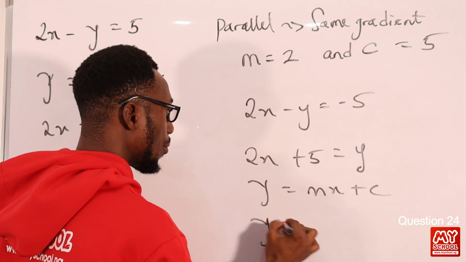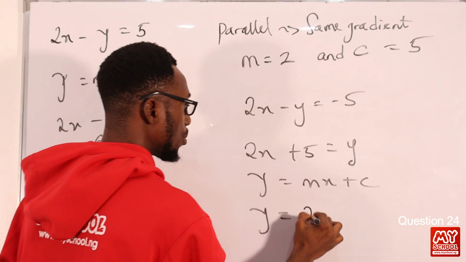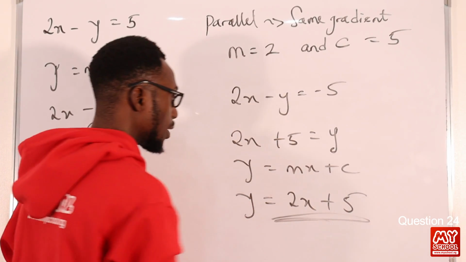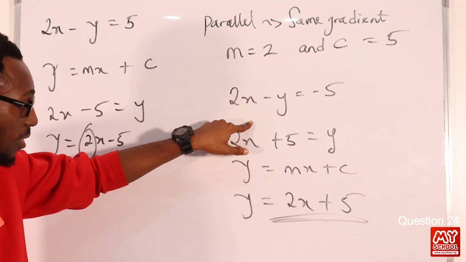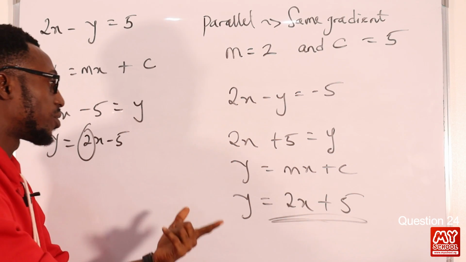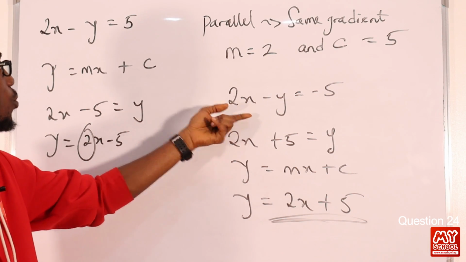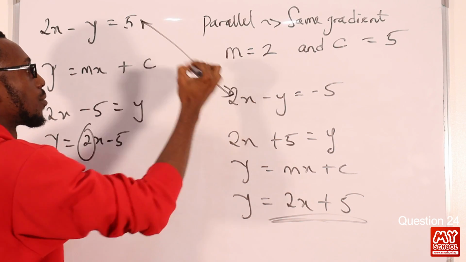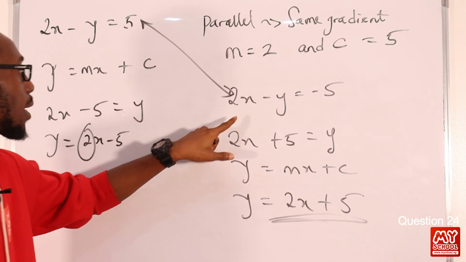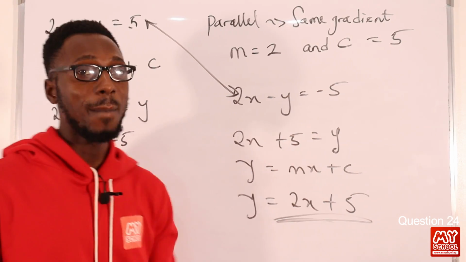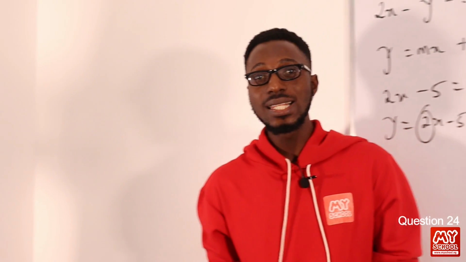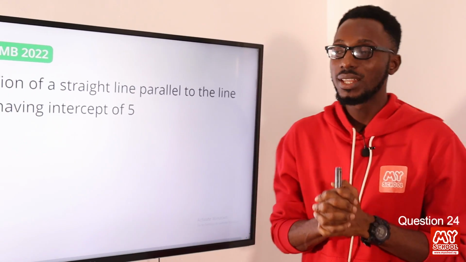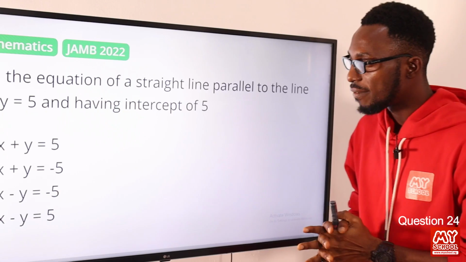So I have my y, I have my m, which is 2x, then plus my c, which is 5. So you can see, this is the equation. This is also the equation, the same thing. We just have to switch sides because of y. So this is the equation that is parallel to this equation. Okay, so do we see that now? So let's look for the equation that has 2x minus y equals minus 5. So condition for parallelism should be that their slope or their gradient, the same value. Okay, so where do we have that?